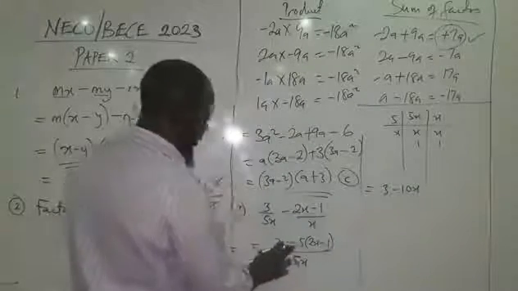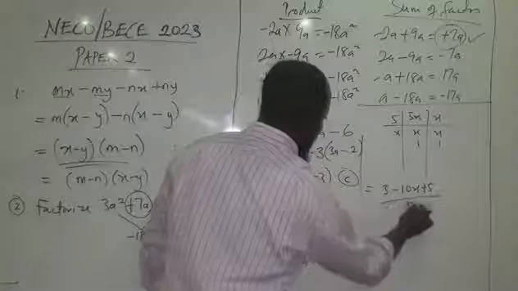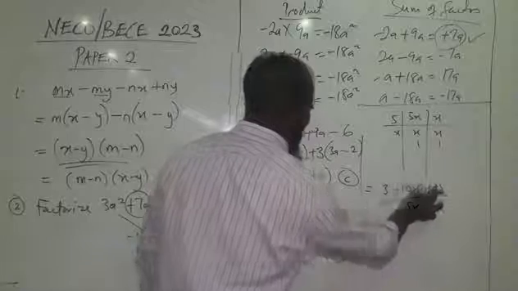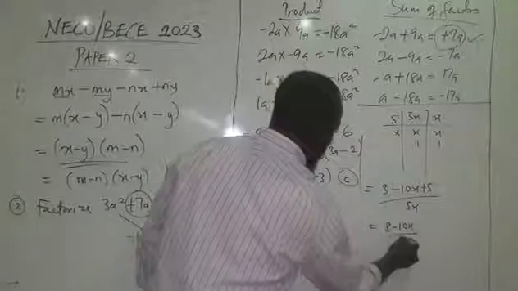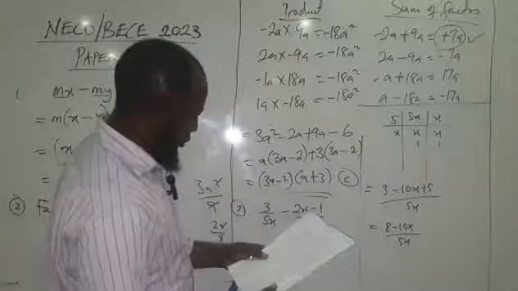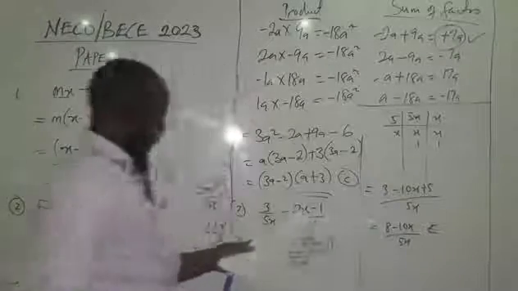10x. Minus 5 times minus 1 plus 5 divided by what? 5x. So we can then collect like terms here. 3 plus 5, that's going to give us 8 minus 10x divided by what? 5x. So that is option E. Option E. I hope this is very clear.